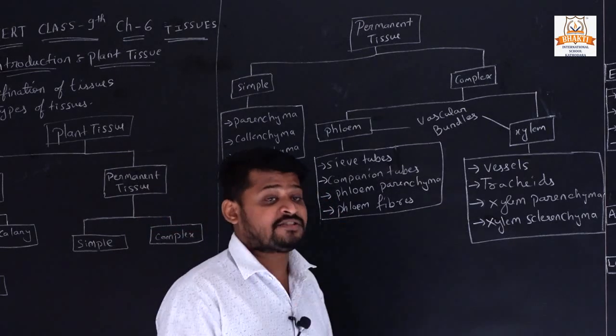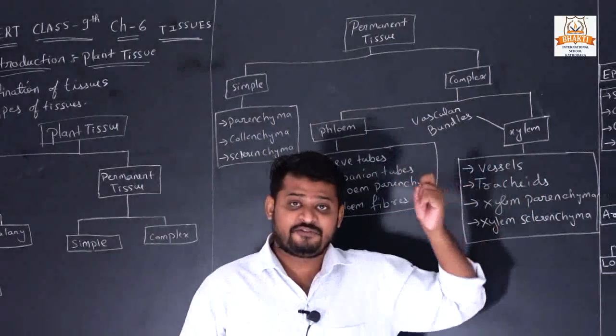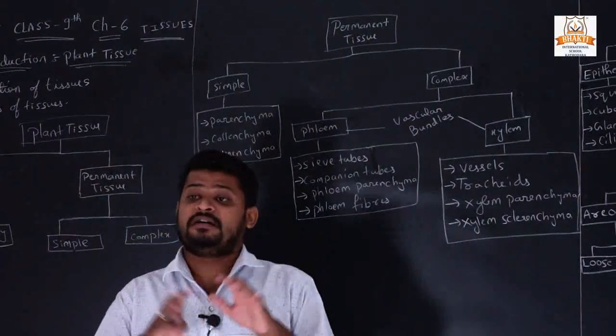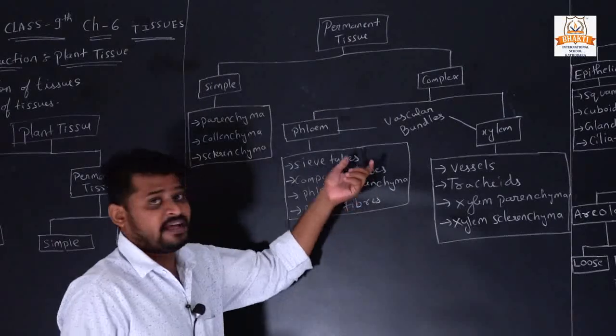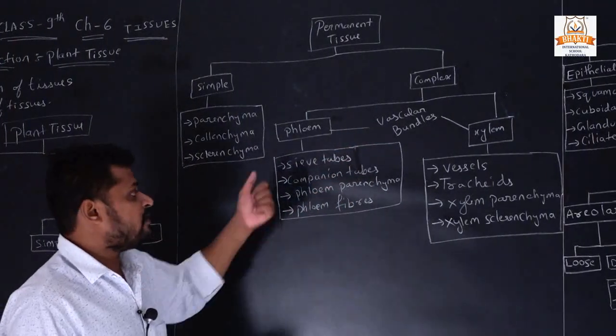Because it transfers the water from root to leaves, and it transfers food from leaves to root and other parts. So these are the important parts of plants, phloem and xylem.